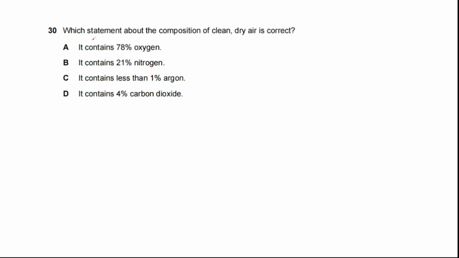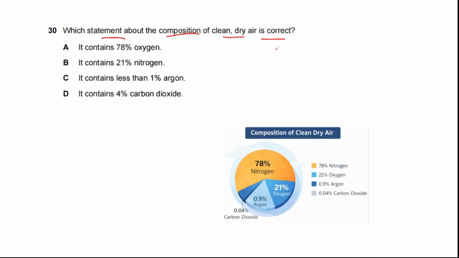Then question number 30. Which statement about the composition of clean dry air is correct? In clean dry air, 78% oxygen is wrong. It's 78% nitrogen. Then 21% nitrogen is also wrong. It contains less than 1% argon. Yes, it has only 0.9% argon. It contains 4% carbon dioxide. No, it contains 0.04%, so this is also wrong. So the correct option is option C.